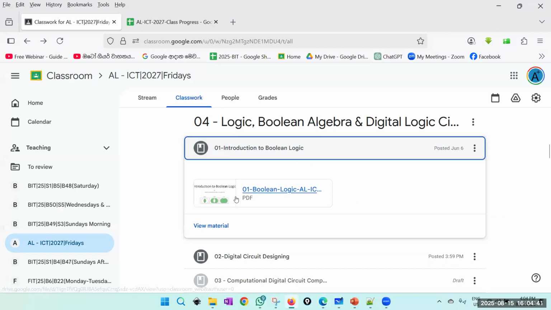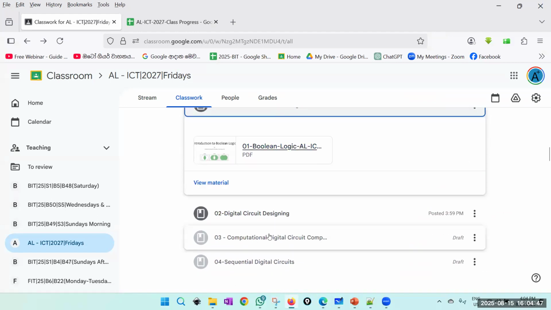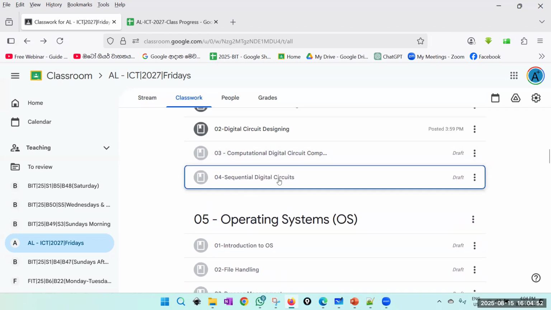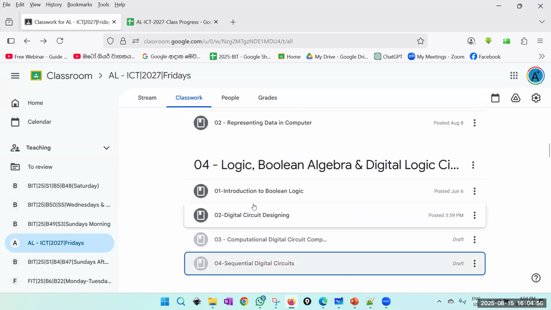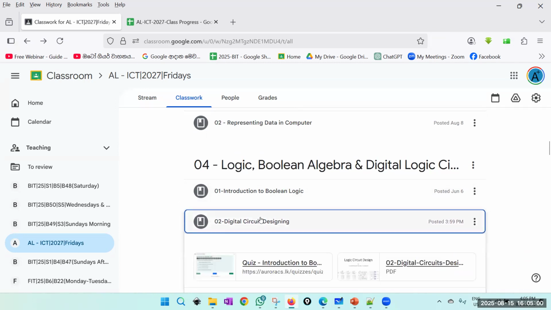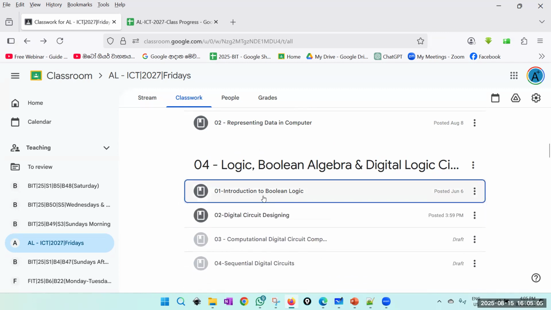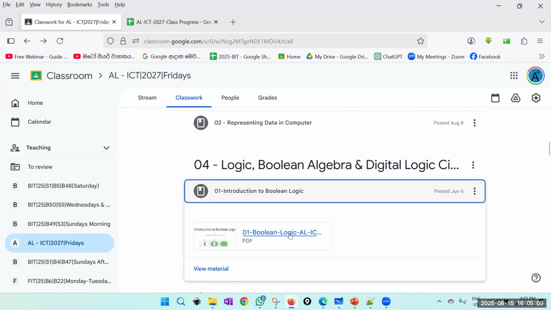Right, so I have enabled the first note for this subtopic, Boolean logic. Then you have the digital circuit design. The other notes, the combinational circuits and sequential circuits, I have not enabled yet. I have enabled only 2 notes, introduction and digital circuit design. Okay, so let's start with the introduction to Boolean logic. I'll be referring to this particular note.